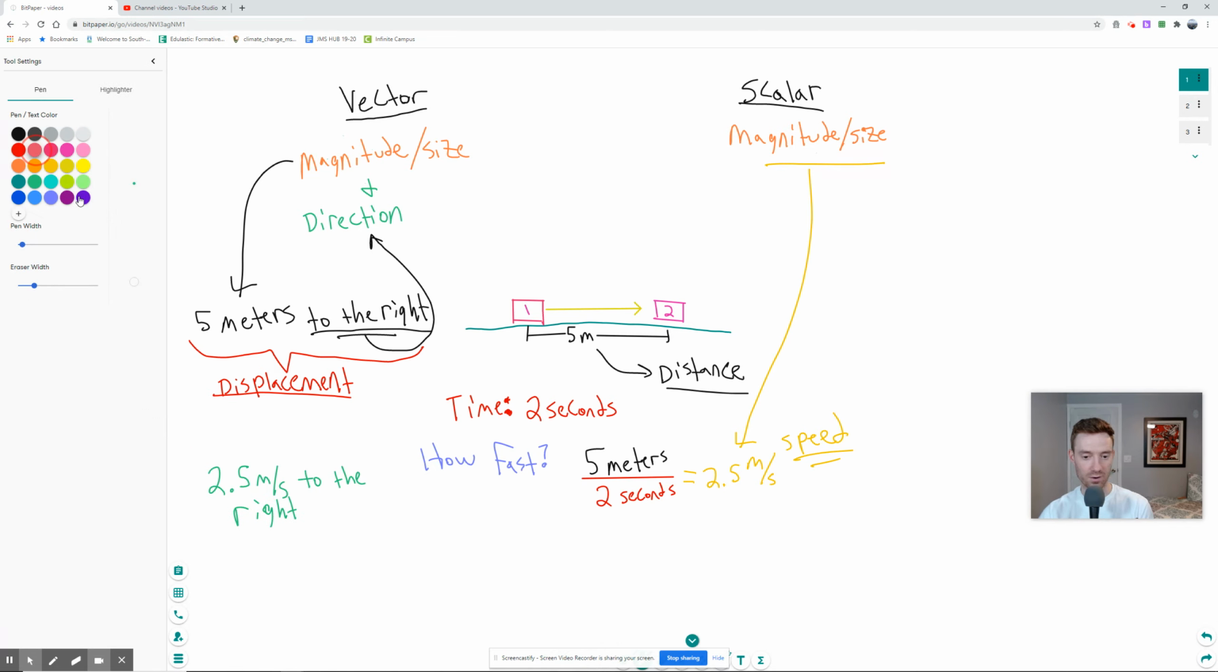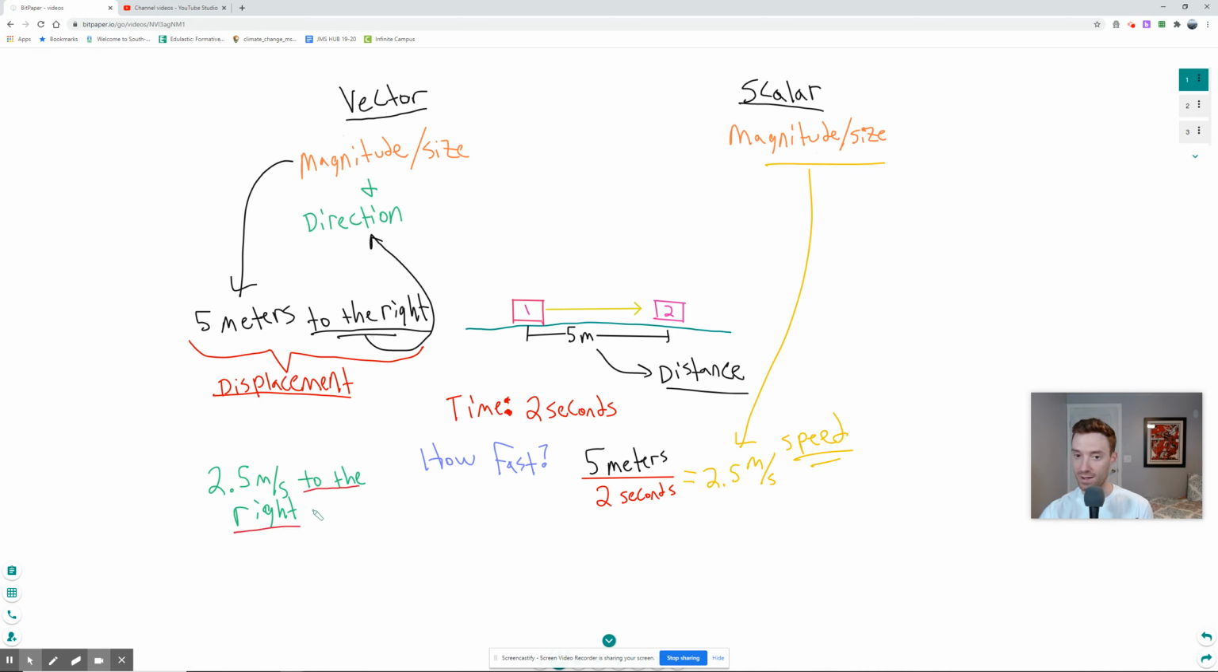So let's get my red marker out again and we'll mark this. As soon as you say to the right, you've got a direction, right? So now we've got a magnitude right here, 2.5 meters per second, and a direction, to the right, right? So now we no longer have something called speed. We now have something called velocity. Velocity is just speed with a direction, right?